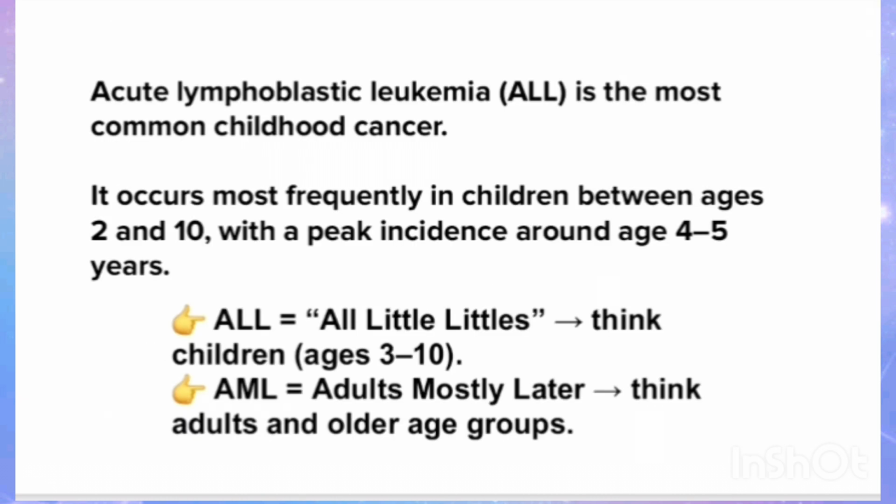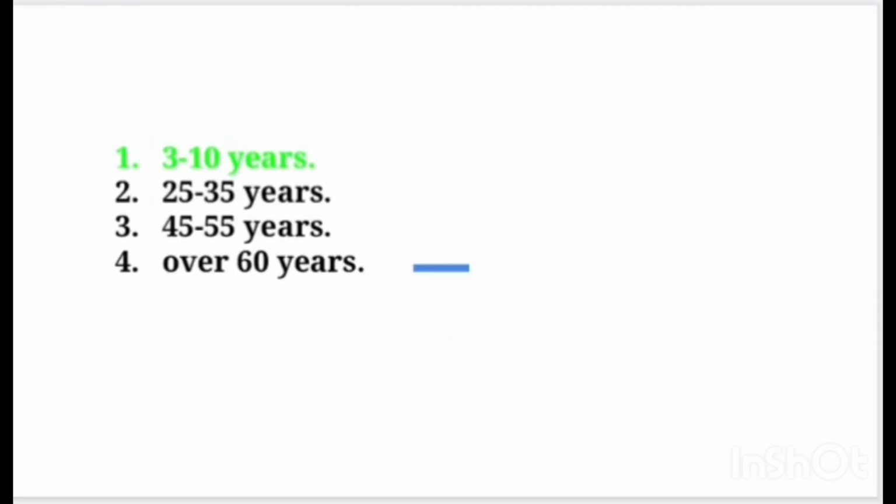And acute lymphoblastic leukemia, ALL, is the most common childhood cancer. It occurs most frequently in children between ages 2 to 10, with a peak incidence around 4 to 5 years of age. There is a tip: ALL, all little ones. Think about children between 3 to 10. AML, adult mostly, later. Think of adult and older age group. So your answer is the 3 to 10 years age group.